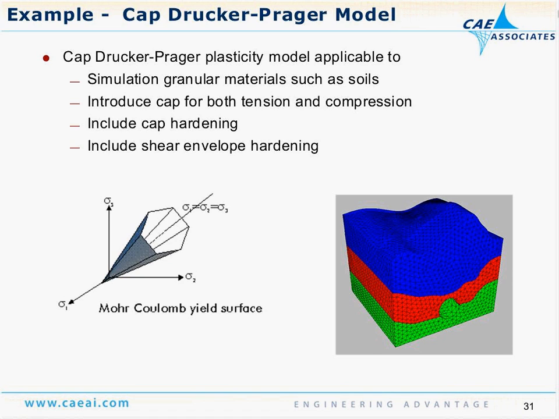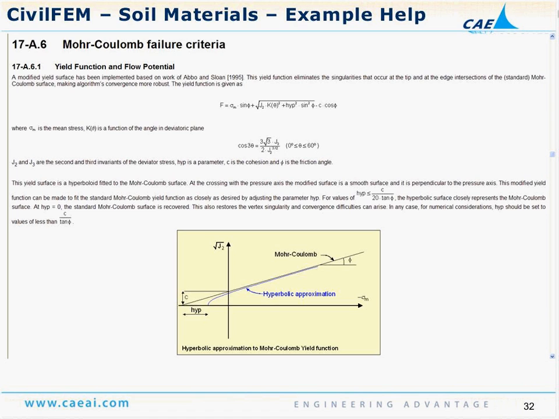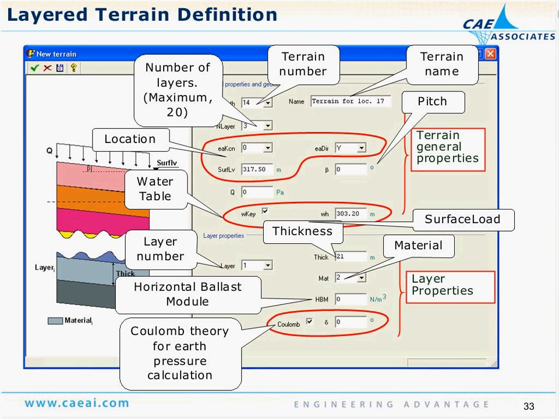Some examples of the material laws built into the ANSYS CivilFEM product are the CAP Drucker-Prager plasticity law for soils. Mohr-Coulomb failure criterion can be accessed. This is also just an example pulled out of one of the help pages, so you can see that the online help provides not only the demonstration of how to apply the capability, but also the theory and equations behind the program functions of CivilFEM. So the second step in performing any kind of simulation with CivilFEM is to define the layered terrain.